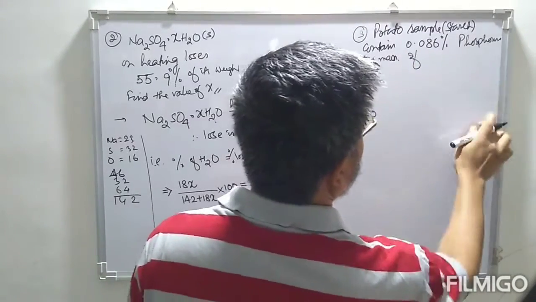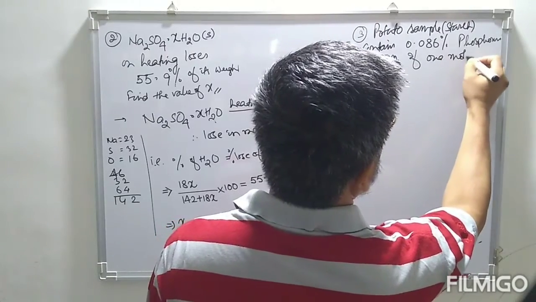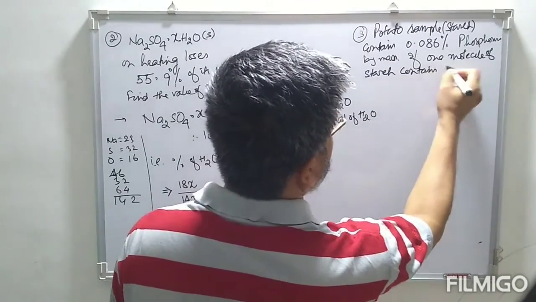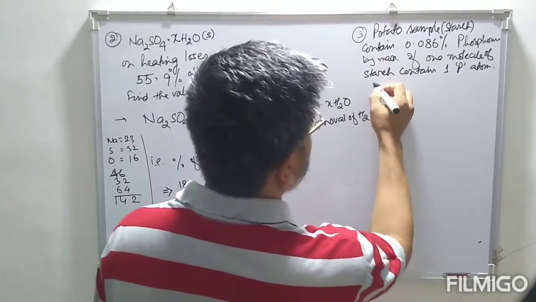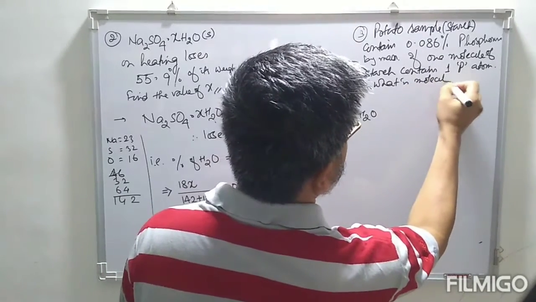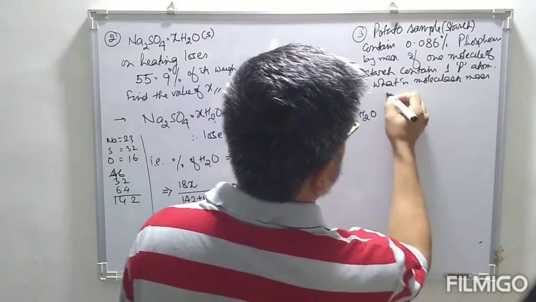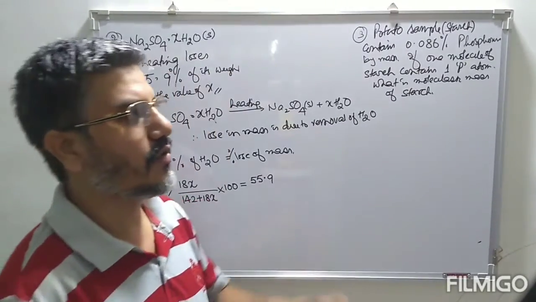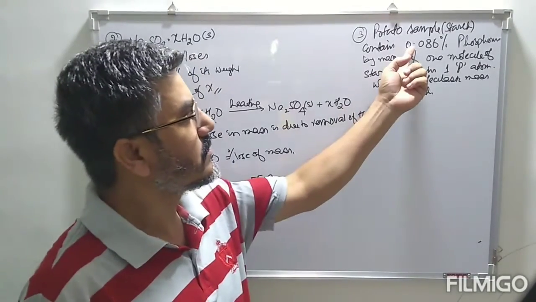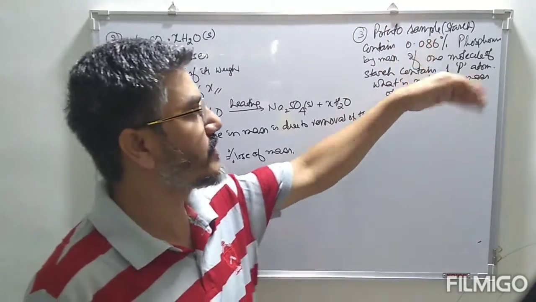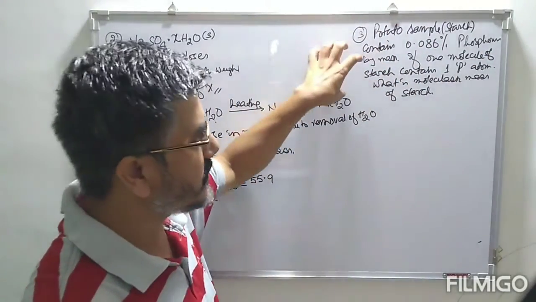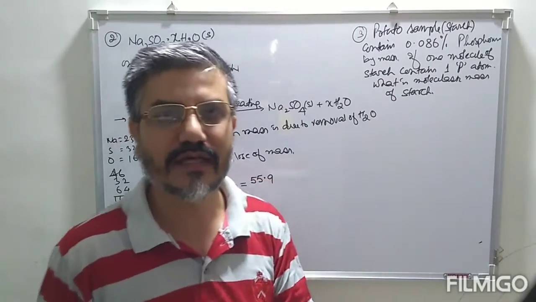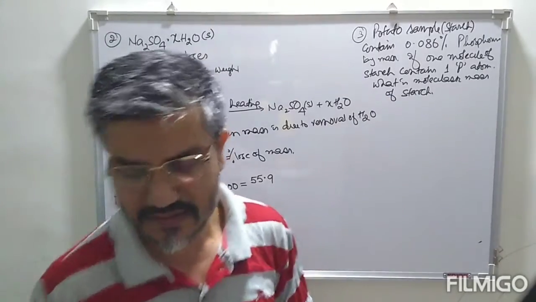If one molecule of this starch contains one phosphorus atom, then what is the molecular mass of potato starch? So we have a sample of potato starch. Analysis of this sample shows 0.086% of phosphorus by mass. And we are also assuming that one molecule of the given starch contains one phosphorus atom. Then what is the molecular mass of the starch?